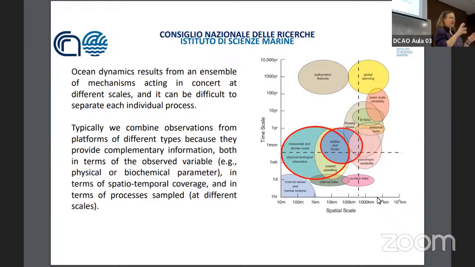And in the red circle, I approximately indicate the scales that we are going to talk about today, that is mesoscale and submesoscale. And in order to focus specifically on this scale, it's very useful to combine different observations, independent and complementary, so that we can have both physical and biological variables. For example, we can have a larger range of spatiotemporal coverage, and we can also monitor very different processes that act at the same time.